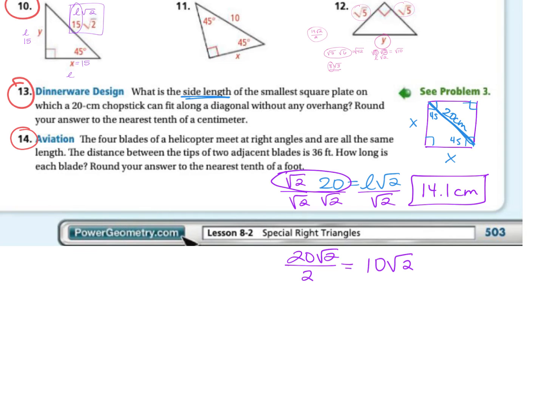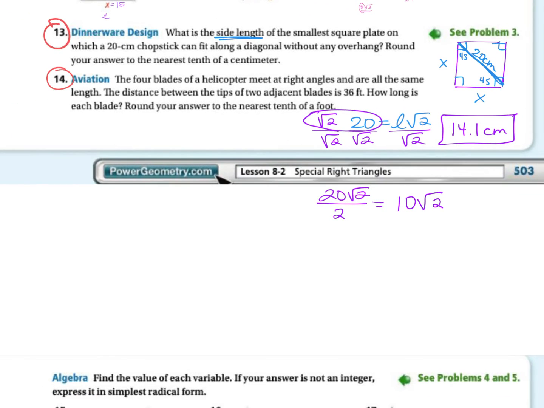Number 14 is pretty much doing a similar thing. It says the 4 blades of a helicopter meet at right angles and are all the same length. So basically you have something like this where they all meet at right angles. If I connect all these endpoints right now, what shape do I get? It is going to be a square. It has to be a rhombus, right? Diagonals are perpendicular and the distances are the same. But yes, with all the things that require it, it would be a square.